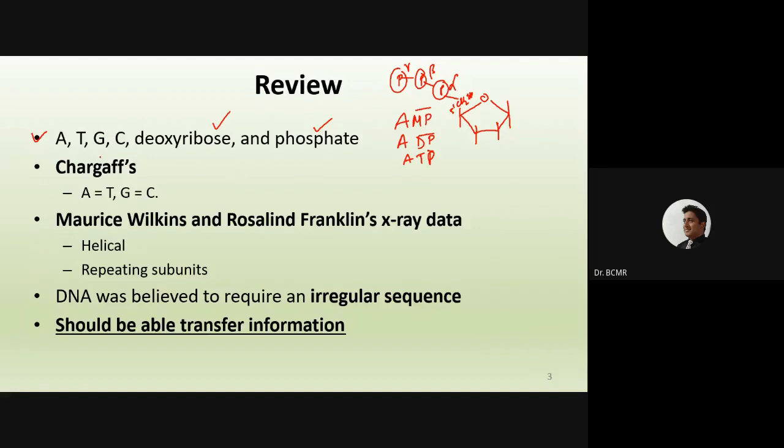And then we also learned about Chargaff's rules, where the composition of A is always equal to T and G is always equal to that of C. Or in simpler terms, the composition of purines is always equal to that of pyrimidines. Then we also learned a little bit about Maurice Wilkins and Rosalind Franklin's X-ray data, that the DNA is helical and has repeating subunits.